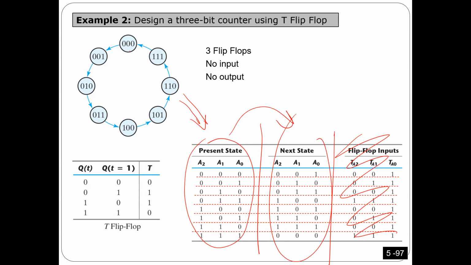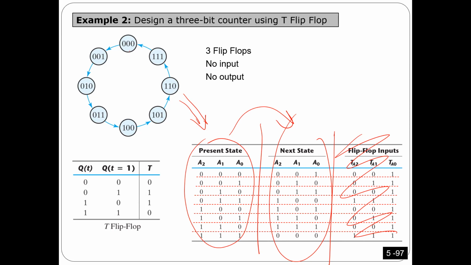Look here, this state is 0, 0, 0. When the clock comes, it becomes 1, because after 0, I want to get 1. Here, if the state is 1, when the clock comes, I'm going to go to 2. If it is 2, I'm going to go to 3. If it is 3, I'm going to go to 4. If it is 4, I'm going to go to 5. Okay, and so on. Here, if it is 6, I'm going to go to 7. If it is 7, I'm going to go to 0.